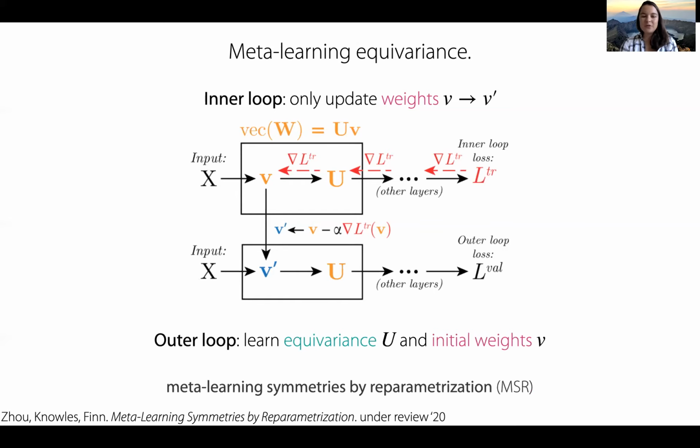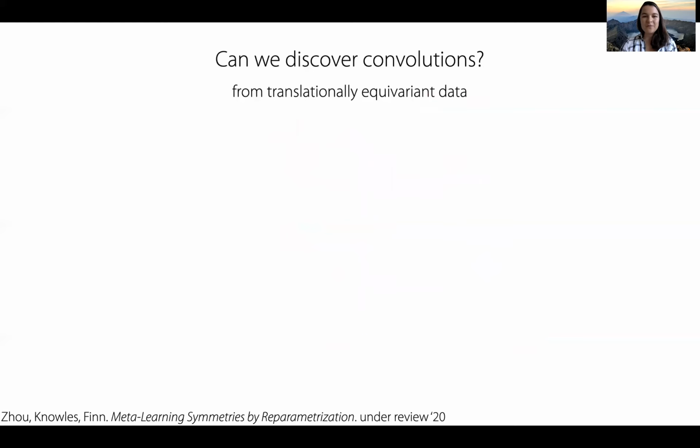So we refer to this approach as meta-learning symmetries by reparameterization, or MSR. In our experiments, we wanted to test a few different questions. The first question we wanted to answer is, can we discover convolutions from translationally equivariant data? To study this question, we constructed some synthetic data that was translation equivariant along one dimension.